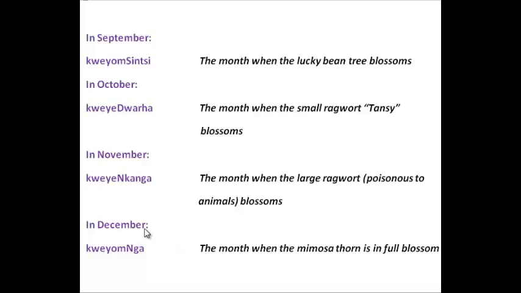And then in December, Kweyomga. Umga is the common thorn or mimosa tree, so the month when this particular tree is in full blossom. So if you really want to impress a Xhosa mother tongue speaker, you will learn to use these traditional terms for the various names of the months.